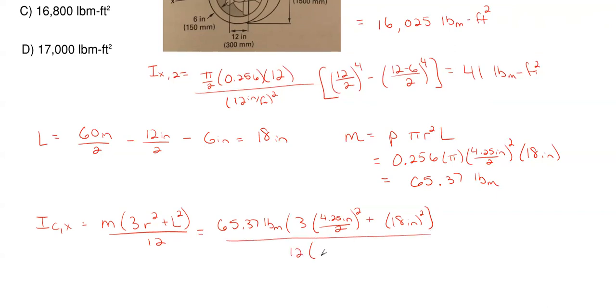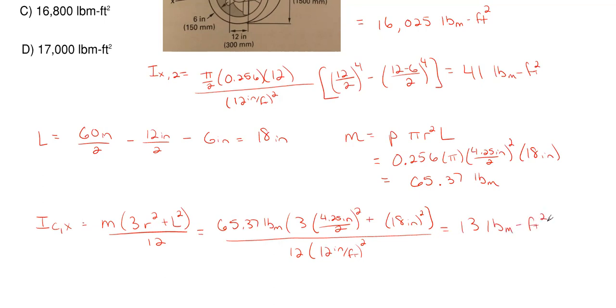And then we need an additional unit conversion because this 12 is not the unit conversion. So we need 12 inches per foot, and once again, it needs to be squared to cancel out with all the inches squared. And we end up with 13 pound mass feet squared.